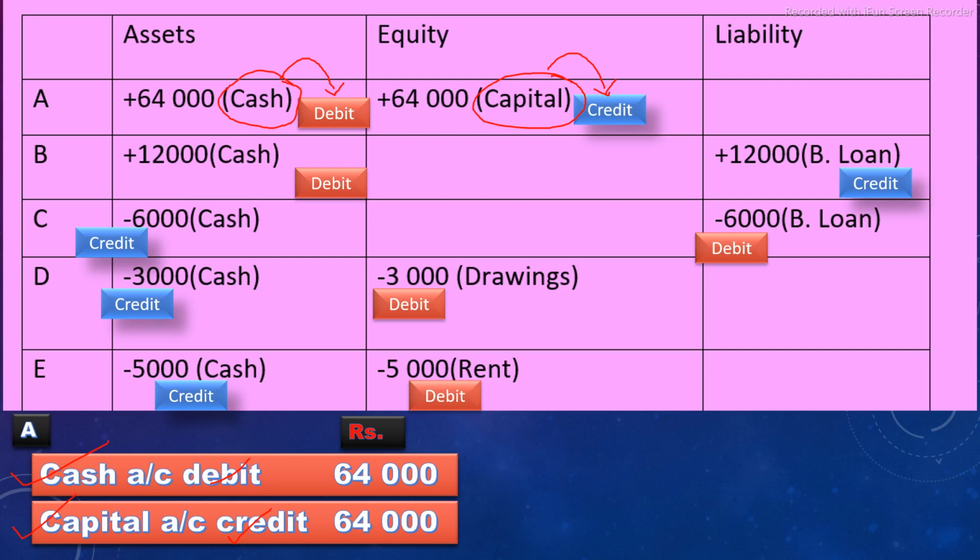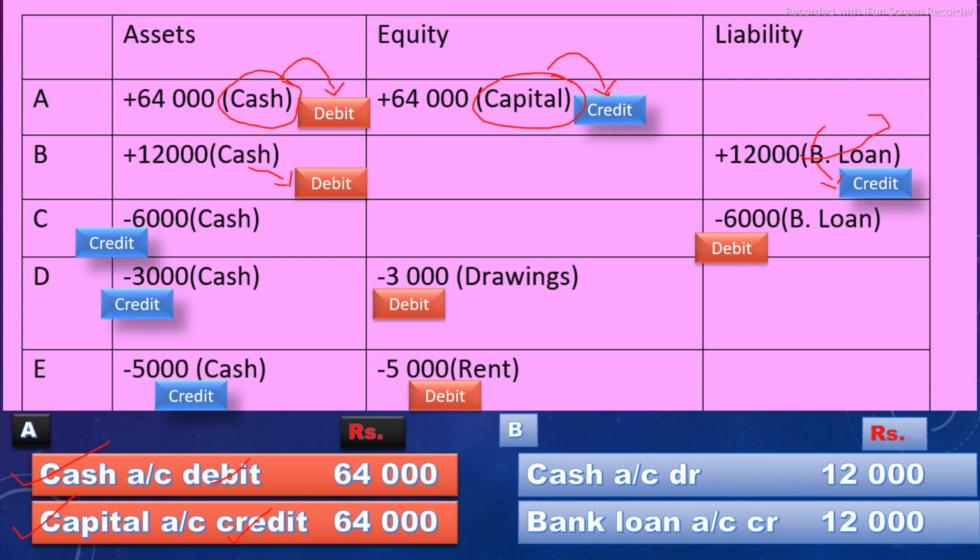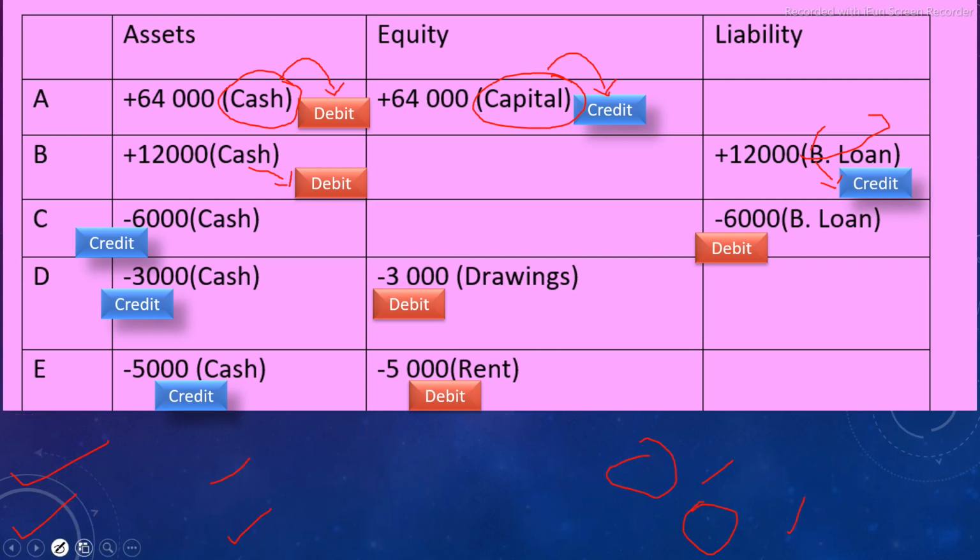So in that manner, let's see B. In B, what is the debit entry? Again, cash account debit side. So B, cash account debit 12,000 rupees, and bank loan account credit 12,000. I have marked debit and credit in short form, DR and CR, and account as A/C. It is internationally accepted, so don't worry, you can write it like that. Debit DR, credit CR.